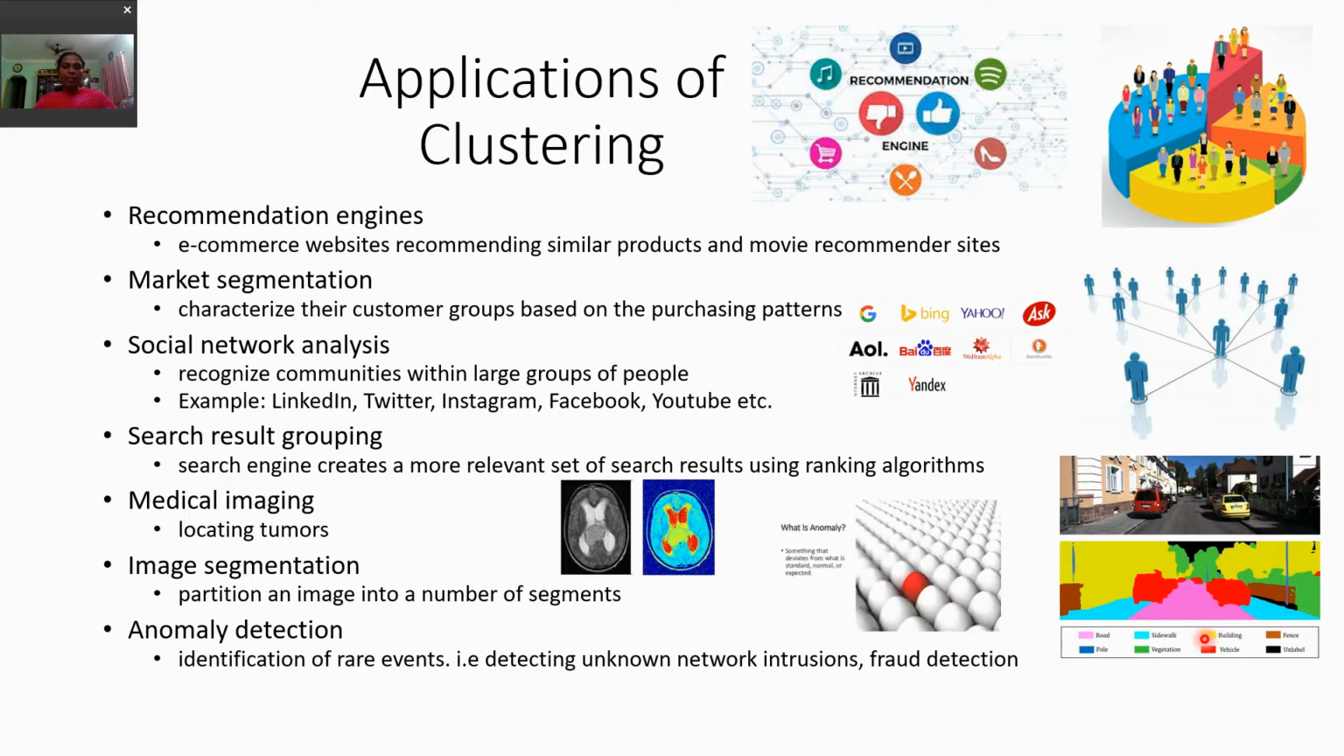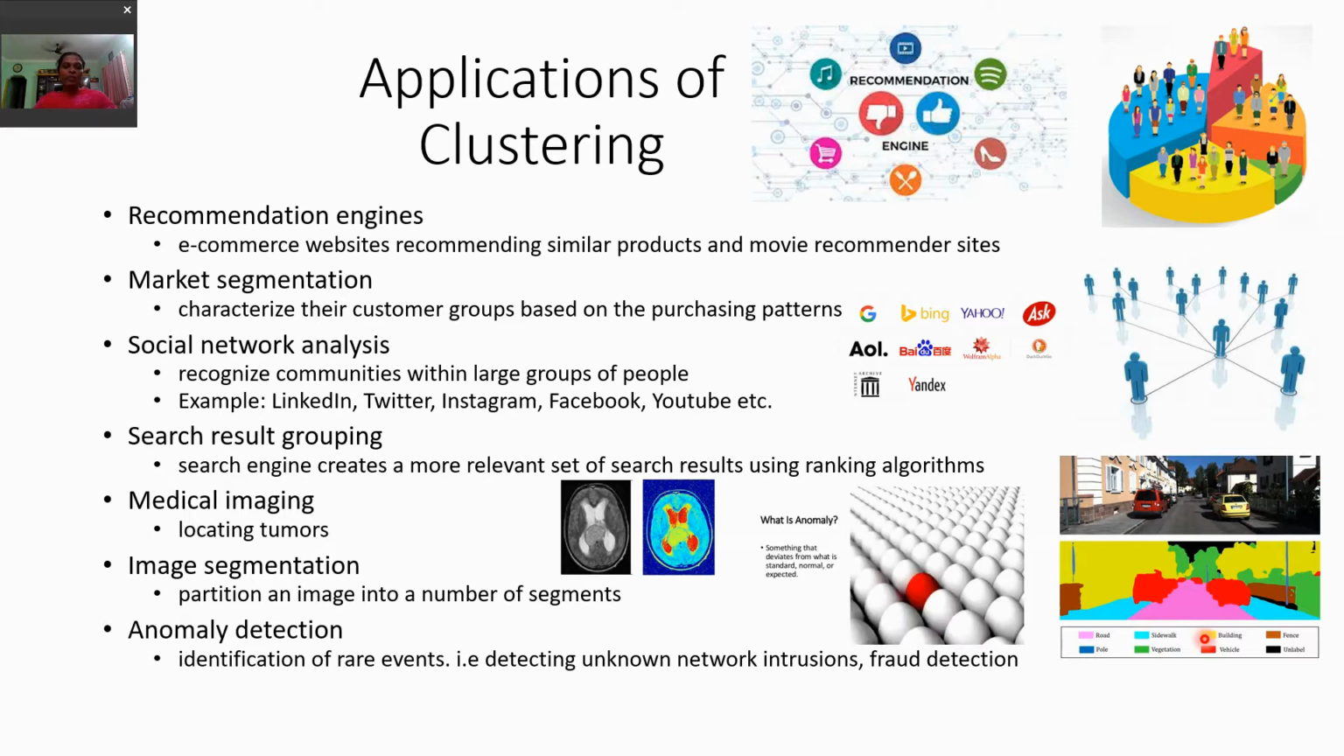The next application is the anomaly detection. It is nothing but identification of rare events. For example, by getting the logs of the website usage, you can detect unknown network intrusion activities in the network. Also, in banking, by getting the logs of transactions, we can detect whether it is a fraudulent transaction or a normal transaction. These are some of the applications of the clustering algorithm.